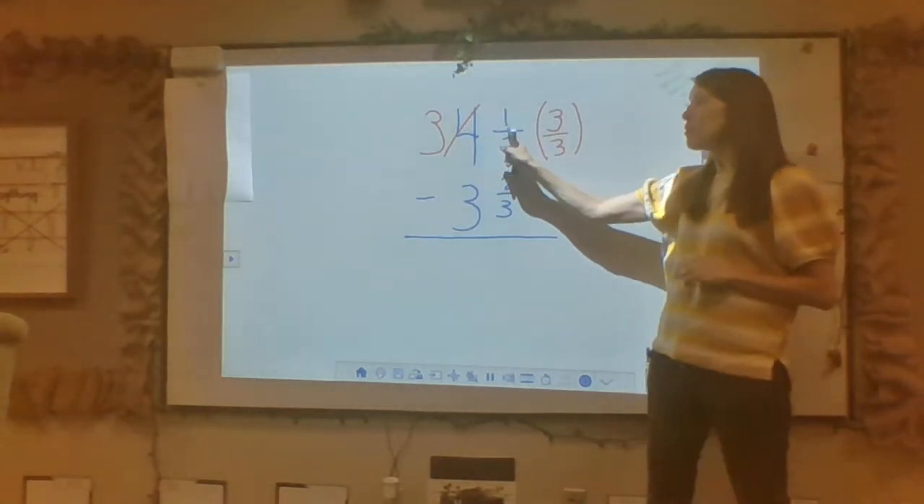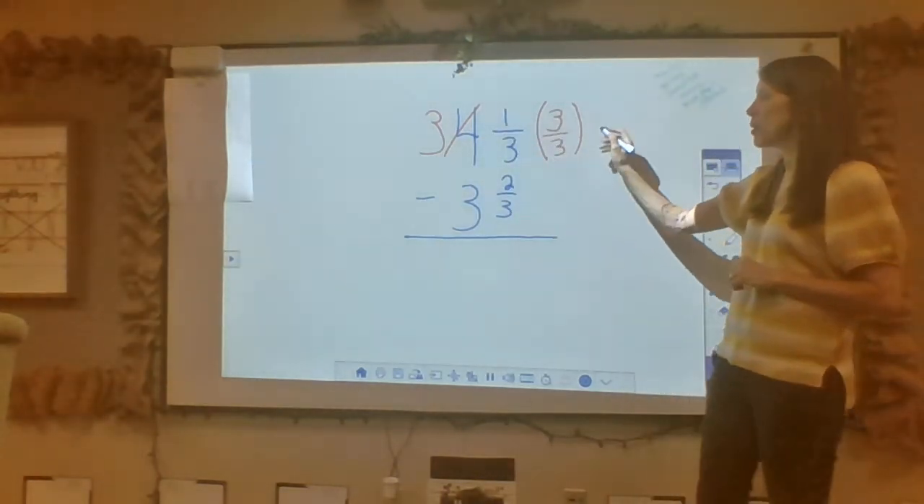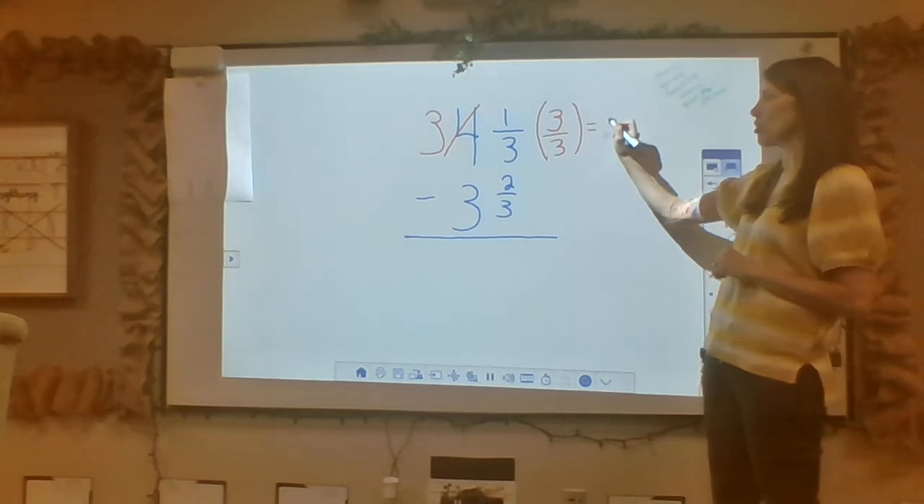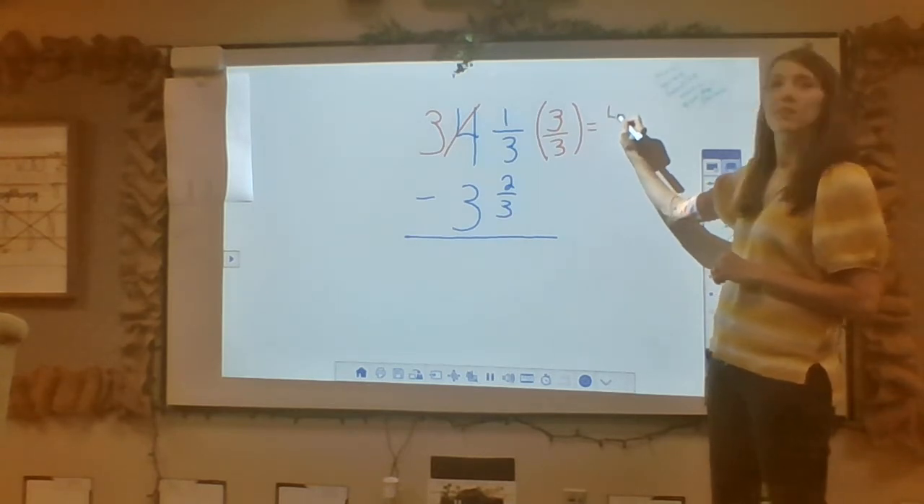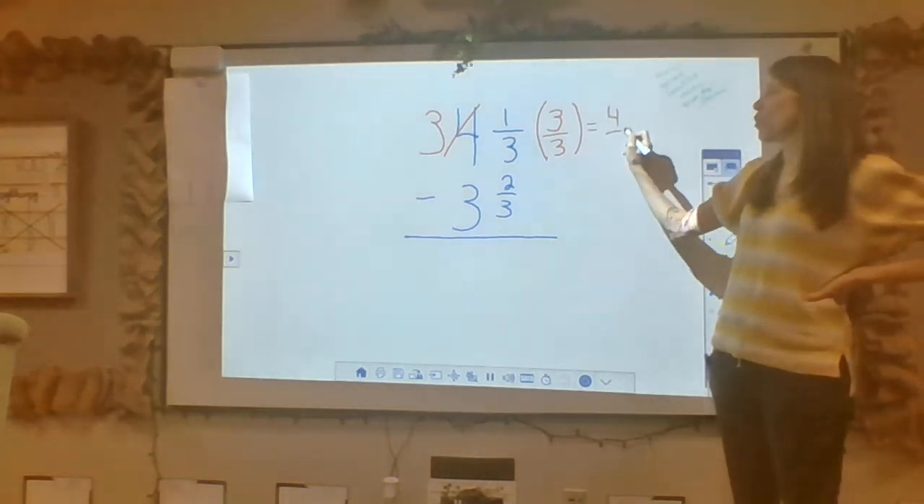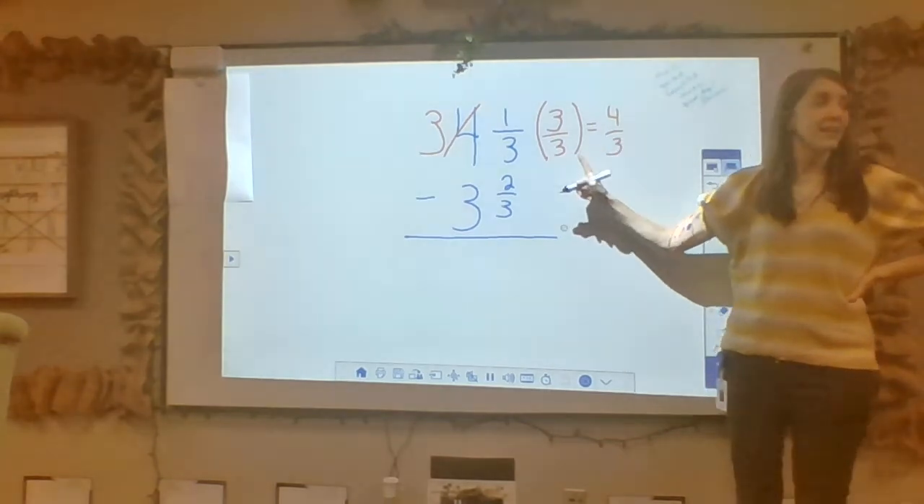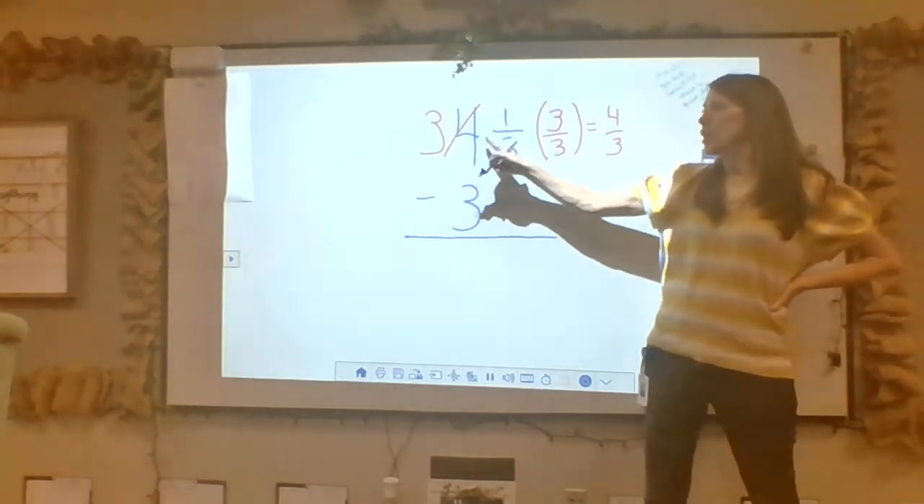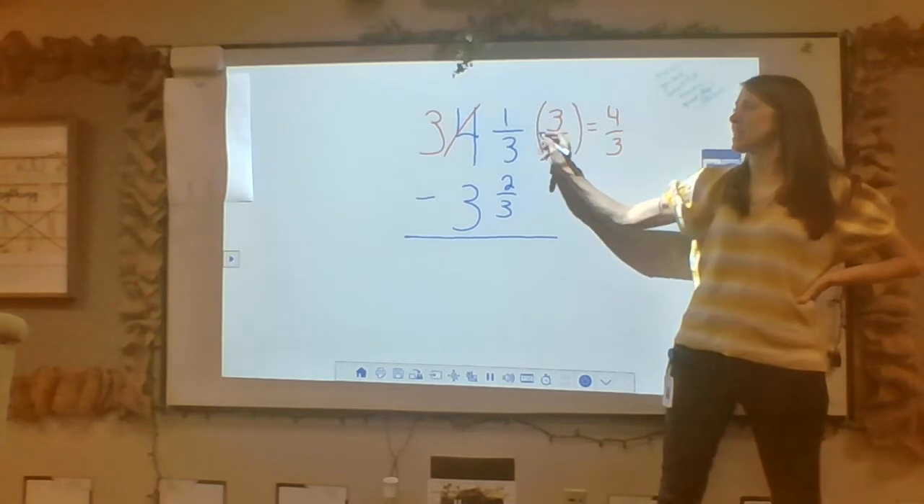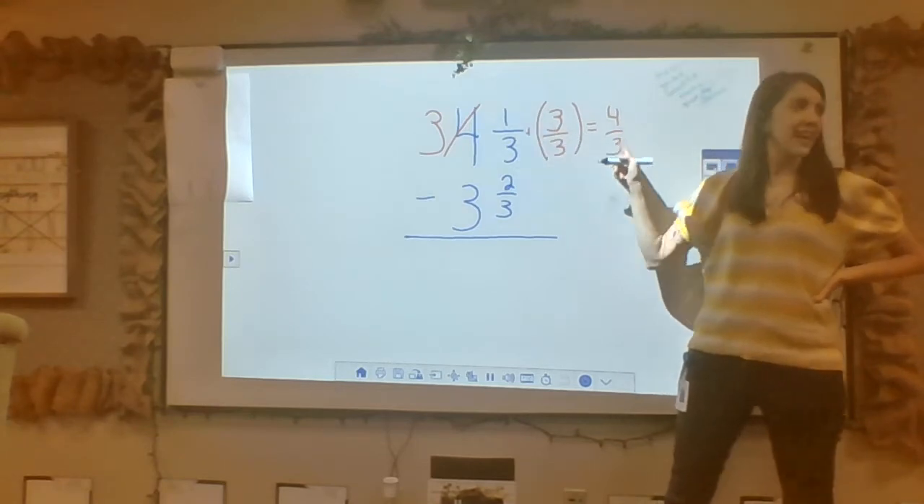So 1 third plus 3 thirds. How many thirds did you end up with in total? 4 thirds. Do you get how we got that? Yes. You had 4 and 1 third. You took 1 away from here and added it here. Well, you have to actually add that. And you get 4 thirds.